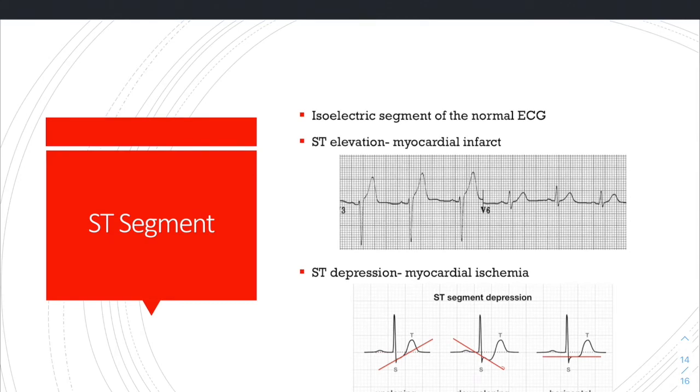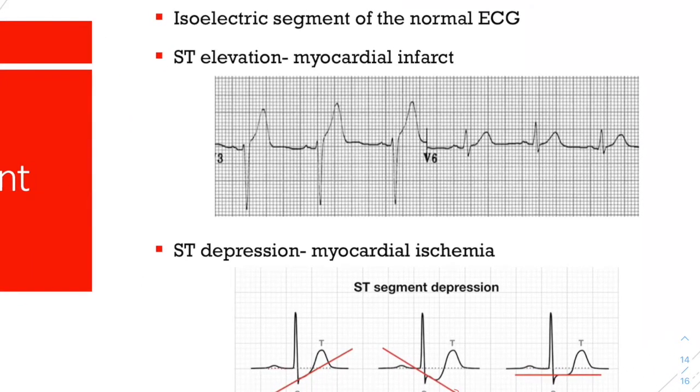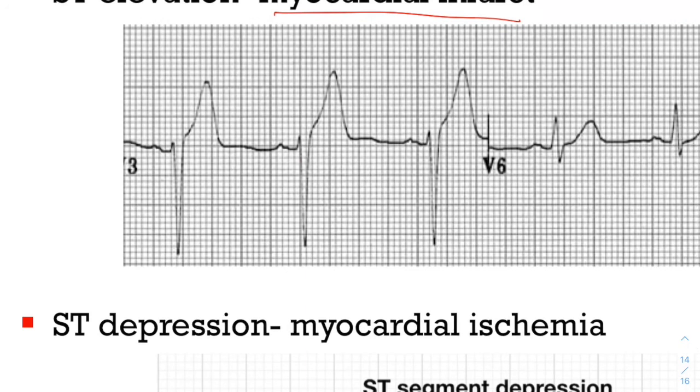And now you move on to our ST segment. Now, the ST segment is the isoelectric segment of the normal ECG. After your QRS complex, usually your ECG comes back to an isoelectric point, something called the J point, which is what we expect to see before we then get our T wave, which is the repolarization of the ventricles. So there are 2 instances where that won't happen. ST elevation, which indicates myocardial infarction.